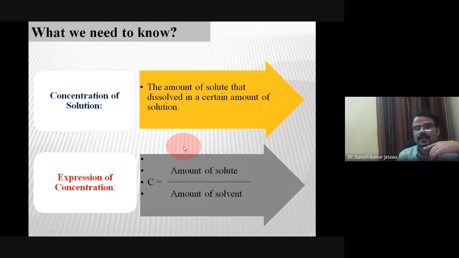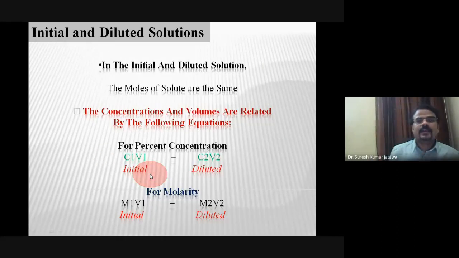So what do we need to know? There is a concentration of the solution. The amount of solute that is dissolved in a certain amount of solution is known as its concentration. What amount of solute does it contain? In initial and diluted solutions, the concentration and volume are related by the following equation.